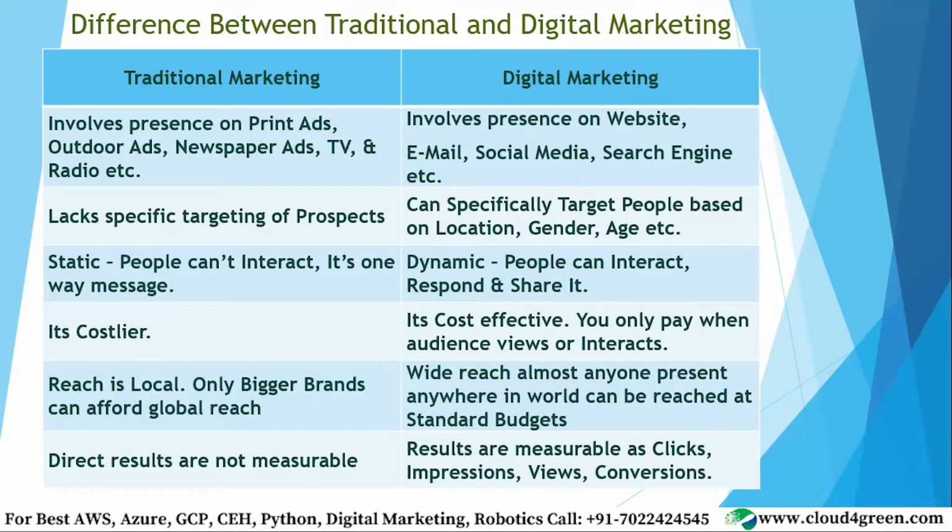So next point, in traditional marketing, we cannot target the prospects. You may be seeing a banner ad near bus stops, okay, near highways. So here you cannot target the prospects. Anybody can see the ad. So you cannot decide, yes, this is our potential customer. But in case of digital marketing, we can specifically target the people. Not only that, we can also specifically target people based upon their location, gender, age.